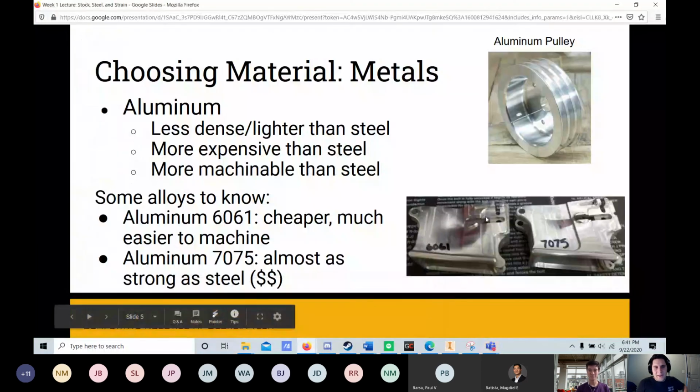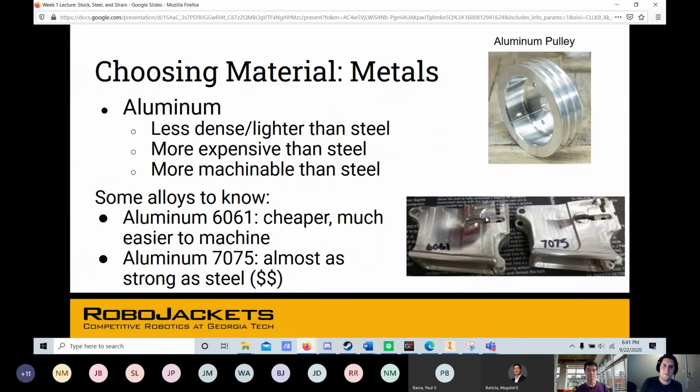Okay. All right, cool. So when specifically choosing some materials, some common ones that we choose are aluminum. And what you need to know about aluminum is it's a lot less dense and lighter than steel. Typically, steels come at, I think, 7,200 to 7,800 kilograms per meter cubed. And aluminum, I don't know off the top of my mind, but trust me, it's a lot less. It'll be more expensive than steel, but it's also really easy to machine because it's a lot more pliable.